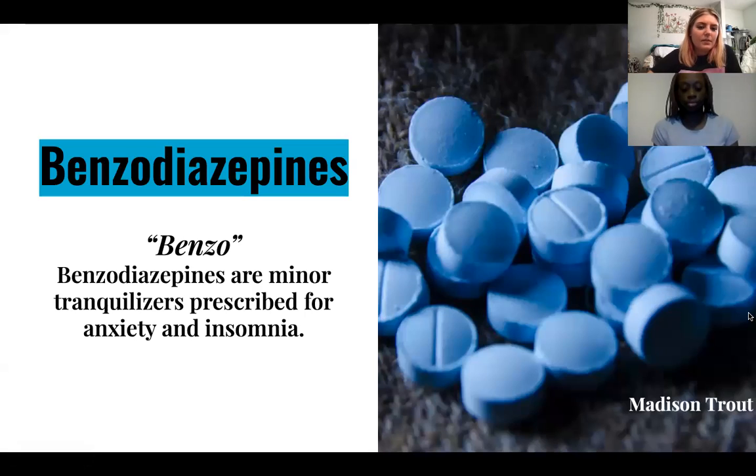For benzodiazepines, a more common term that people may know is benzo. They're minor tranquilizers that are typically prescribed for anxiety or for people suffering from insomnia. They are a depressant, and they're normally taken in pill form, which is what this image on the screen shows.